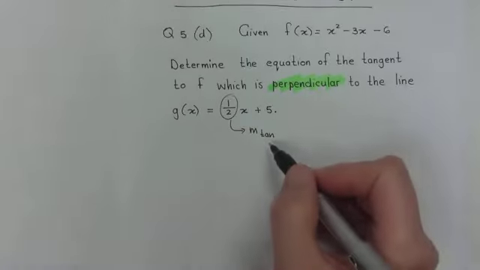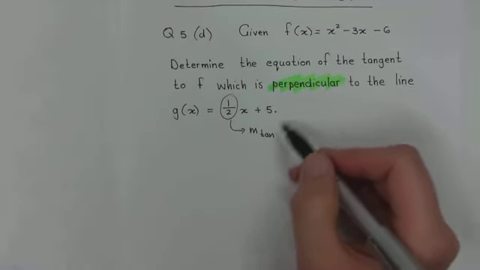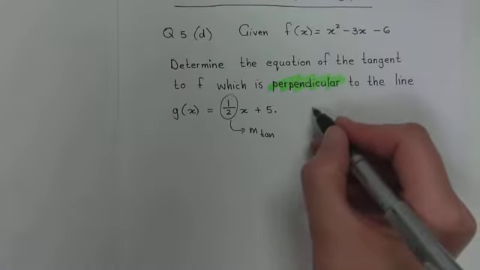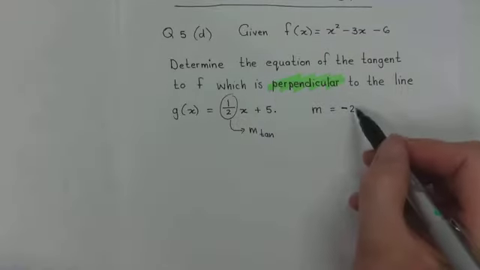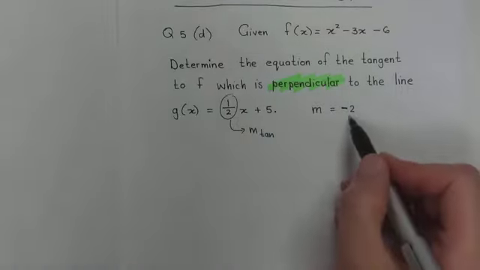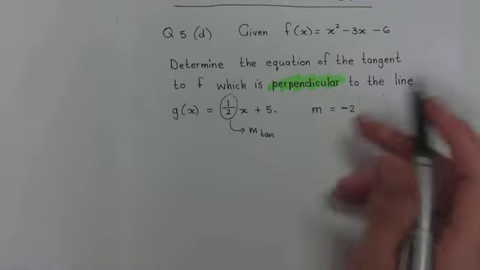And remember, for perpendicular lines the gradient is not the same. This, by the way, would have been the gradient of the tangent if it were parallel. But I don't want that, because I want a line that's perpendicular. So the gradient I want, if you recall, we have to change the sign, so that's negative, and then write the reciprocal down, so that's 2, because a half times negative 2 is negative 1. So I've now got the gradient of that perpendicular line.